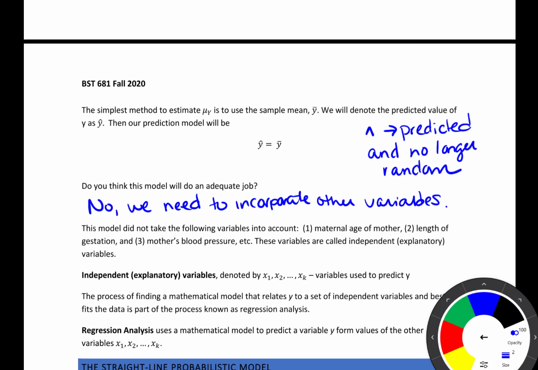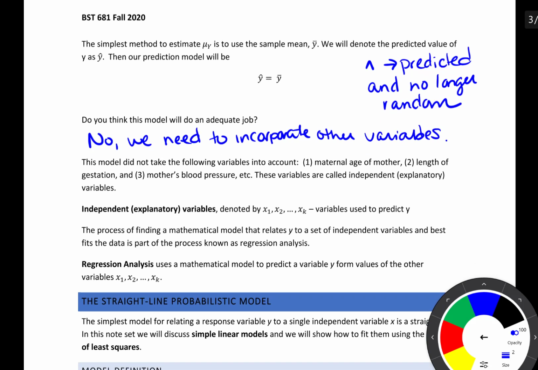Typically in a regression model, for our response variable we use y, and for our explanatory variables we use x. The process of finding a mathematical model that relates y to a set of independent variables and best fits the data is part of the process known as regression analysis. Regression analysis uses a mathematical model to predict a variable y from values of the other variables x1 through xk. This is the idea behind regression analysis, what it is we're trying to do. Next we're going to look at what is called the straight line probabilistic model, or simple linear regression. This is the most basic form of linear regression.